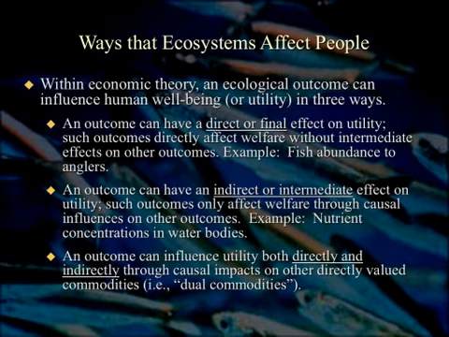Right? So we've already talked about this, right? Three different ways that things can affect people. An outcome can have a direct or final effect on people, right? That affects people directly. No other biophysical processes have to intervene, right? We've already talked about this. An outcome can have an indirect or intermediate effect on utility, right? That's things like nutrient processing in a wetland, right?